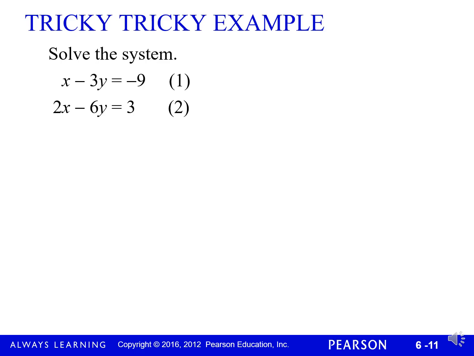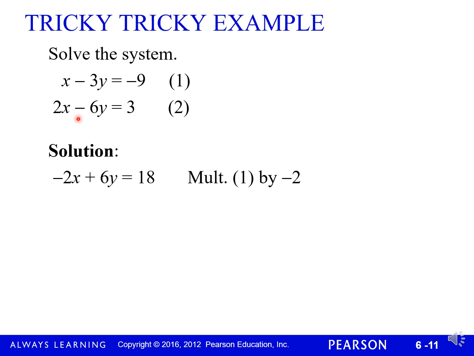So look at this one. We're going to try to solve this one. This is just a tricky example is what I call it. If we multiply the first equation by negative 2, notice we get negative 2x, so we can cancel those out with the second equation. When we add them, the x's cancel out, and also the y's cancel out, and so I get 0 equals 21.